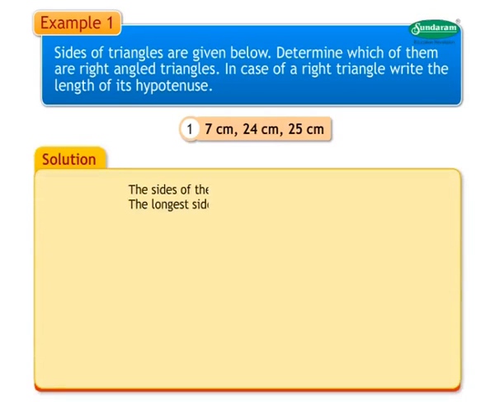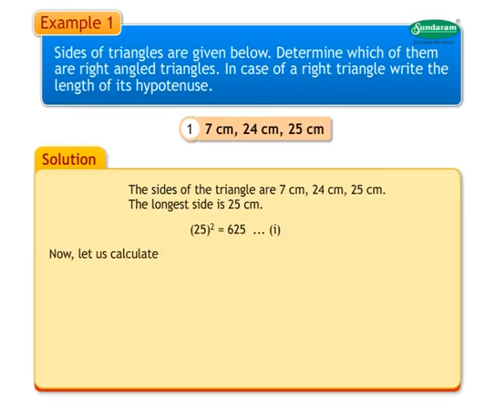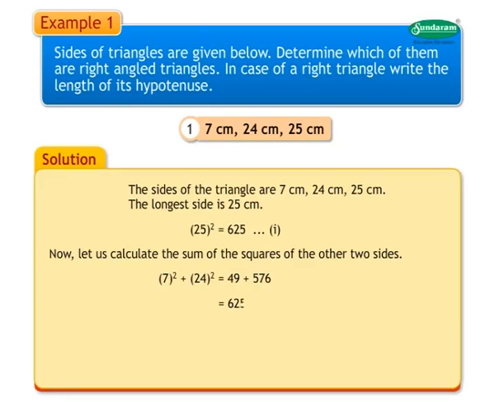Solution. The sides of the triangle are 7 cm, 24 cm, 25 cm. The longest side is 25 cm. 25 square is equal to 625. Mark this statement as 1. Now let us calculate the sum of the squares of the other two sides. 7 square plus 24 square is equal to 49 plus 576 is equal to 625. Mark this statement as 2.